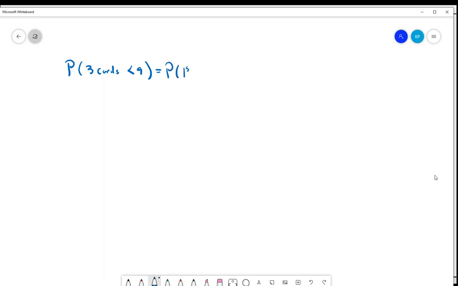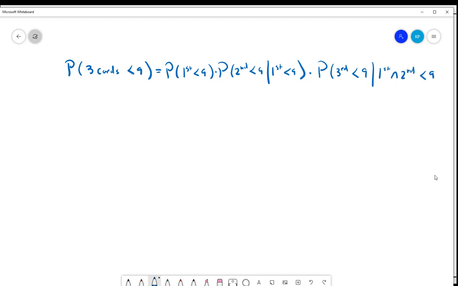So what this is really asking us is, what's the probability that our first card is going to be less than 9, times what's the probability that the second card will be less than 9, given that the first was less than 9, times what's the probability that the third card will be less than 9, given that the first and second cards were less than 9.